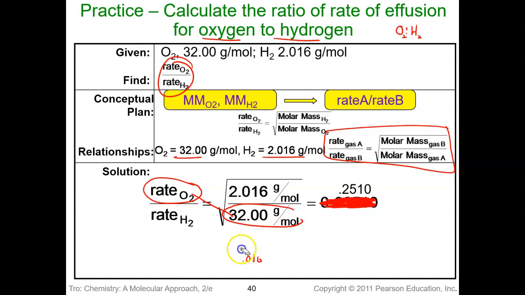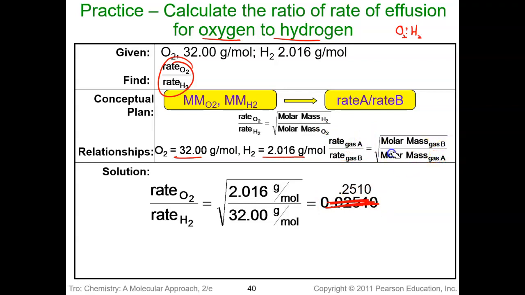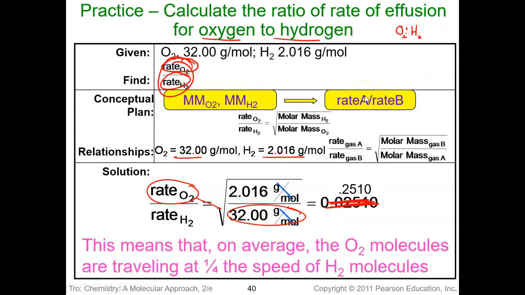So remember, when you set this up, the rate of A, the molar mass of A, they crisscross each other like this. If we have oxygen and hydrogen, oxygen's heavier, so our answer should be smaller. So if we put oxygen here, the molar mass has to go here and vice versa. Okay, so on average, oxygen molecules are traveling at a quarter of the speed of hydrogen molecules.